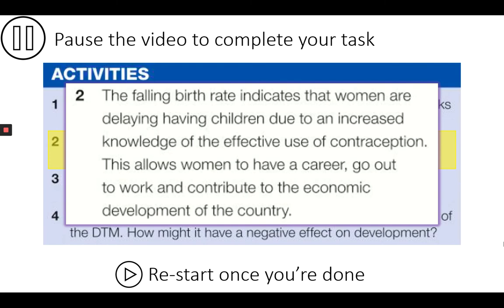The mark scheme gives a lot of detail. Is that what you wrote? If you got all of that, then well done. Some of you may need to pause the video again to improve your original response. Move on when you're ready.